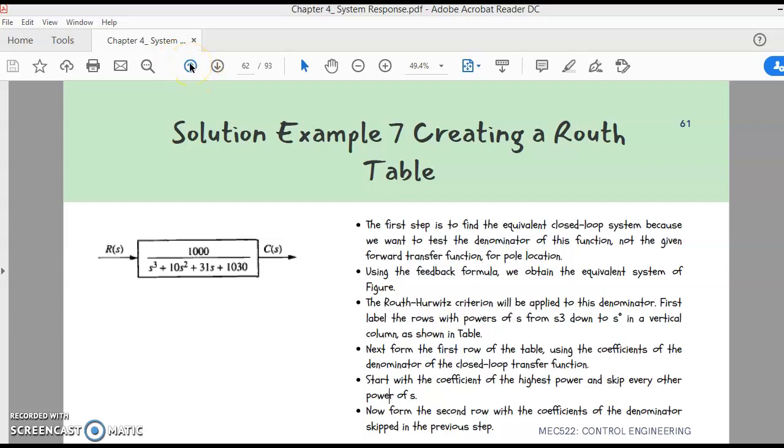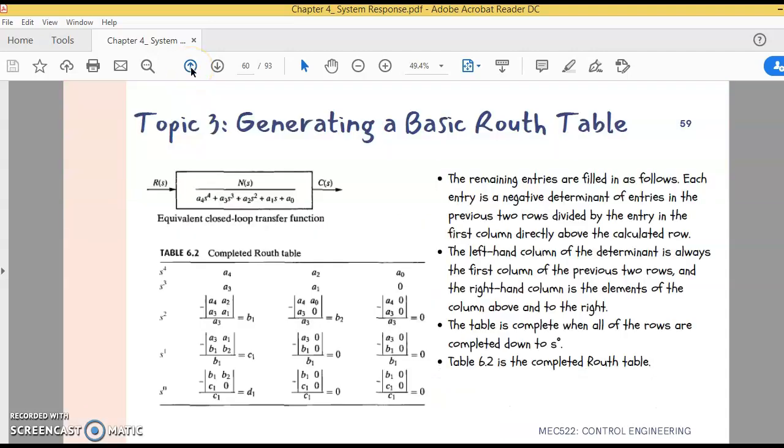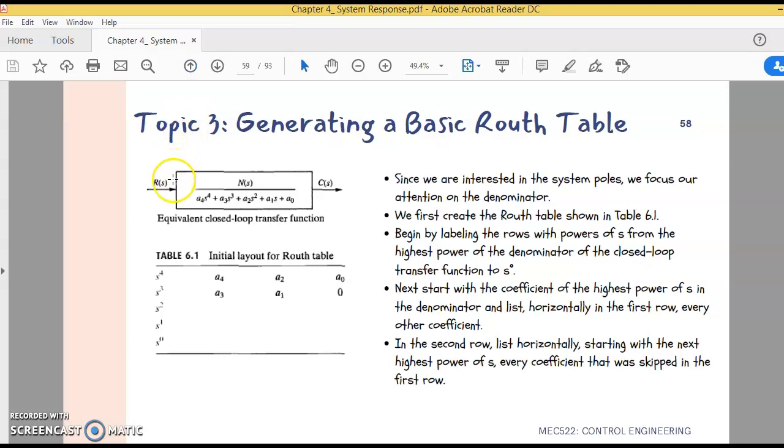Okay, so yang ni saya nak cuba terangkan. Hopefully you boleh faham lah kan. First kena tahu dia punya closed loop transfer function. Okay, something like this.